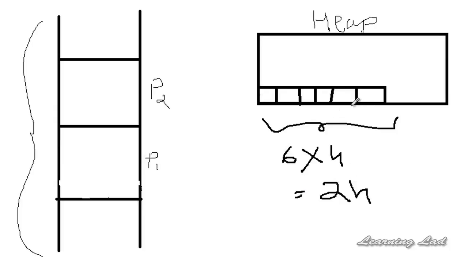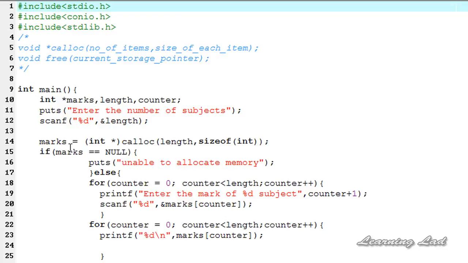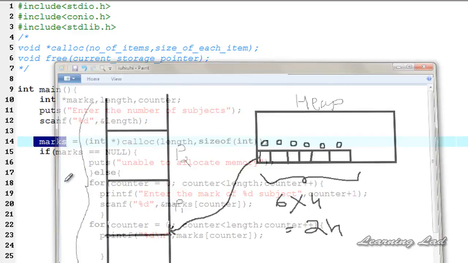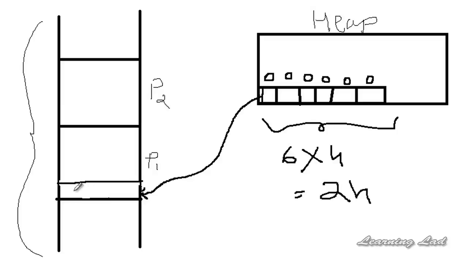So the calloc function is going to allocate 6 blocks each of 4 bytes, and it's going to initialize all these bytes to 0, so that every block will contain a value of 0. Then it's going to return the address of the first byte of the first block, and store that address in our pointer marks. So this marks is going to point to the first byte of the first block.